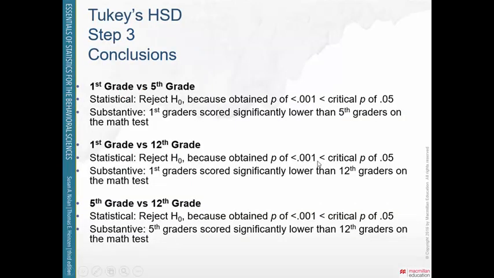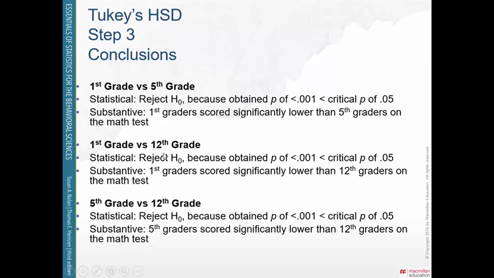So statistically, we reject the null because our obtained P of less than 0.001 is less than our critical P, and remember our critical P is usually 0.05. If we test this at the 0.05 level, then that's our critical P, and this is less. And what we're saying is 1st graders scored significantly lower than 5th graders on the math test.